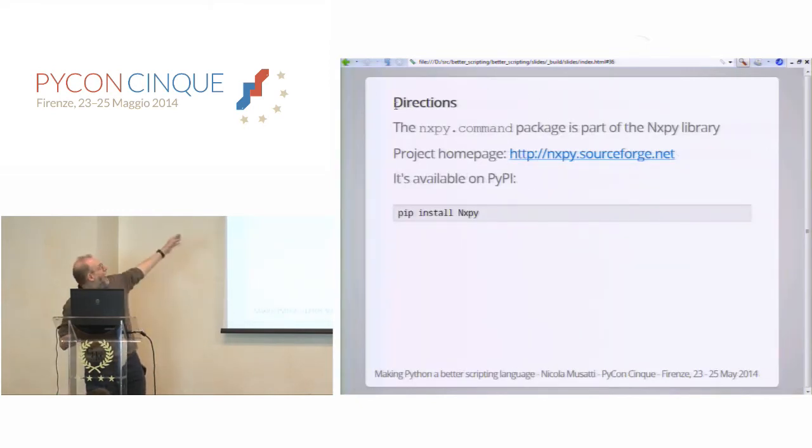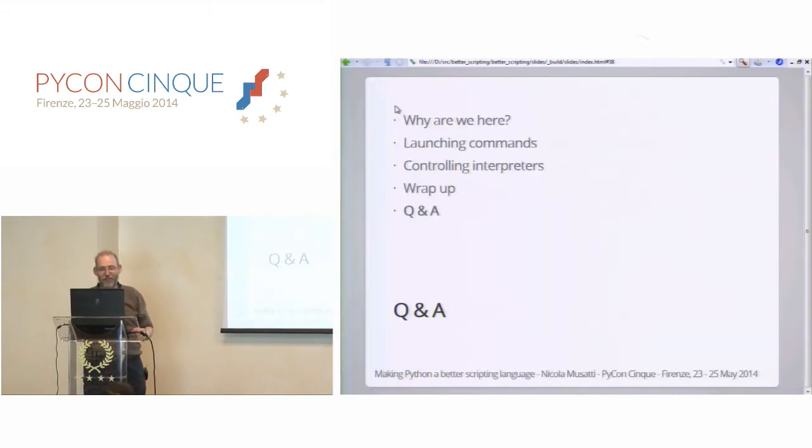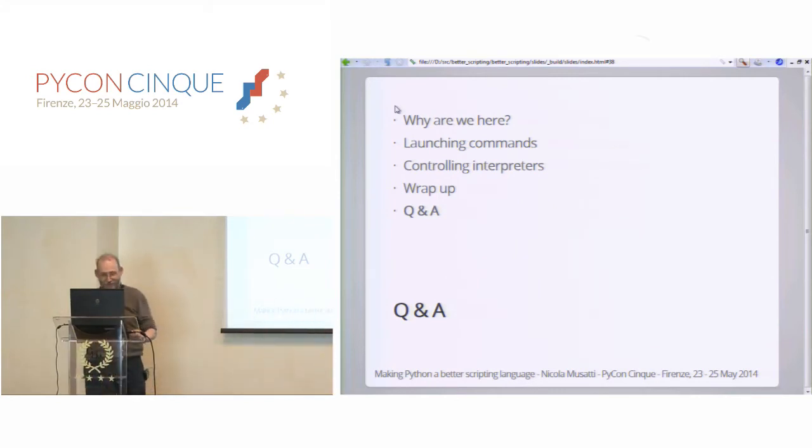So this is the URL for the library. It's on SourceForge, not on GitHub. I'm an old chap. I started putting open source stuff on the web when GitHub wasn't there yet, and it's available from PyPI. These are the tools I used for the presentation. If you have any questions. So, any question?